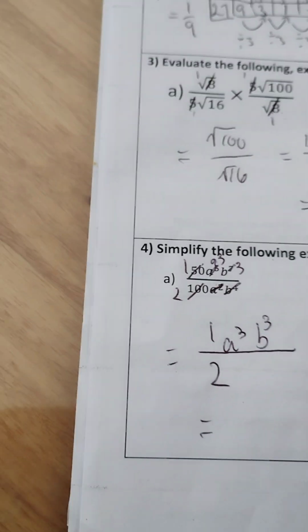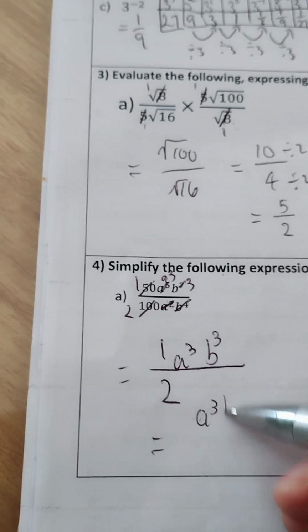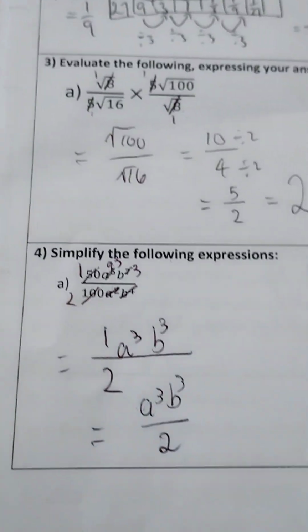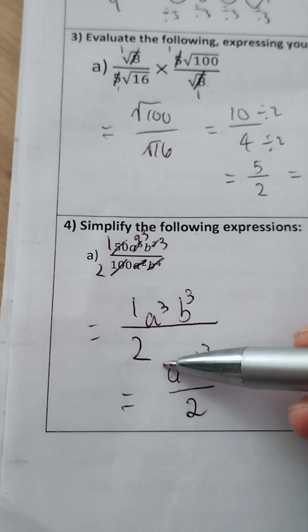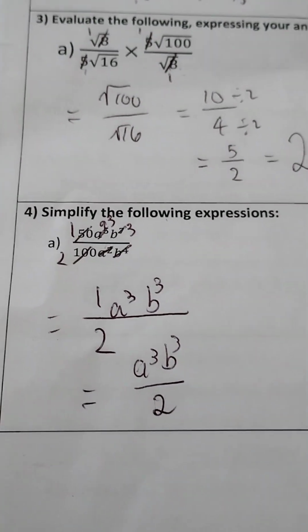Let's just fix this up. Now I've got A cubed, B cubed over 2. And that would be my final answer. The 1 can become invisible, it's just sitting there. I've only got 2 on the bottom.